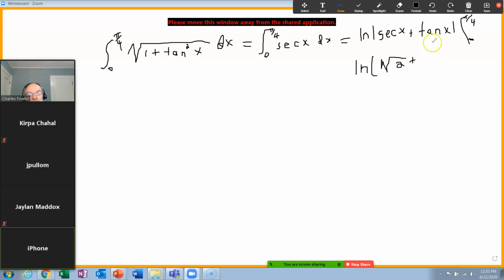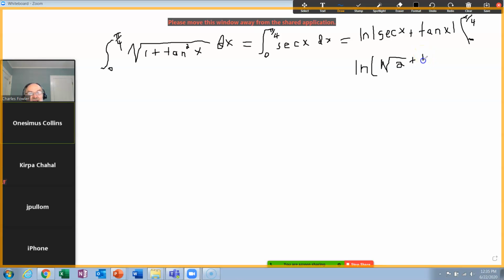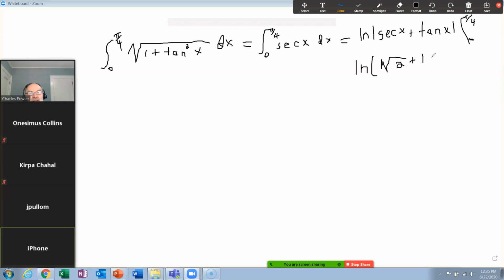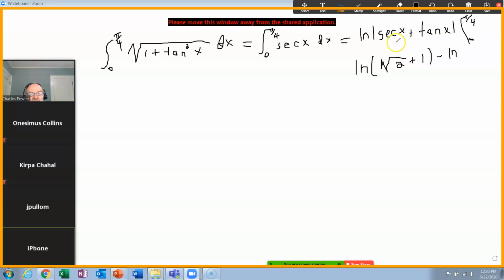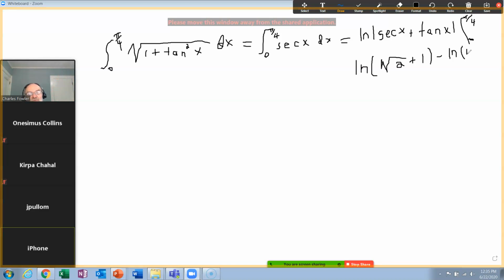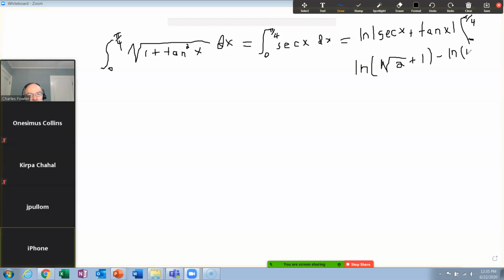Okay. Anyone know what tangent of pi fourths is? Someone say yes, please. 1. Okay. Now, subtract from that minus the log of, does anyone remember what tangent of 0, secant of 0 is? Secant of 0 is 1, because secant is 1 over cosine. Cosine of 0 is 1, so secant is 1.